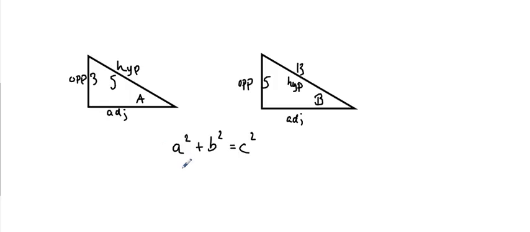So let's go ahead and plug in to find the adjacent side over here. And I'm going to use A. So A squared plus, for B, I'm going to use the 3. 3 squared equals, for C, that's always the hypotenuse, so I'm going to use 5 squared. And we'll move that over here for this problem.